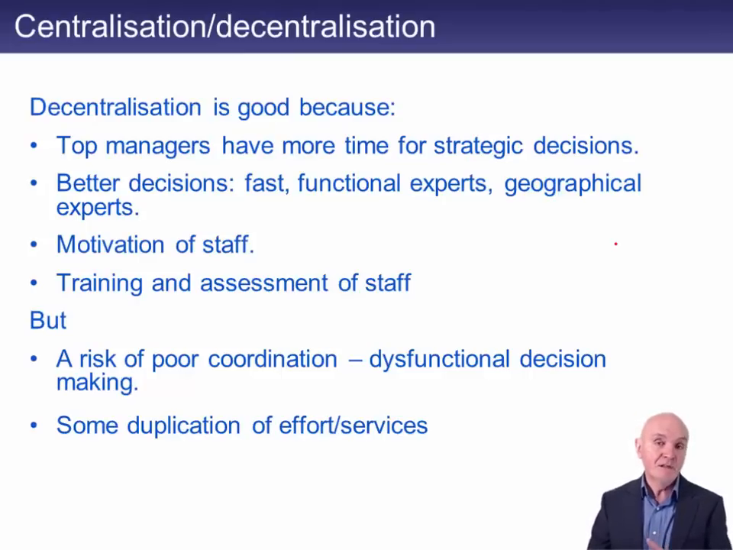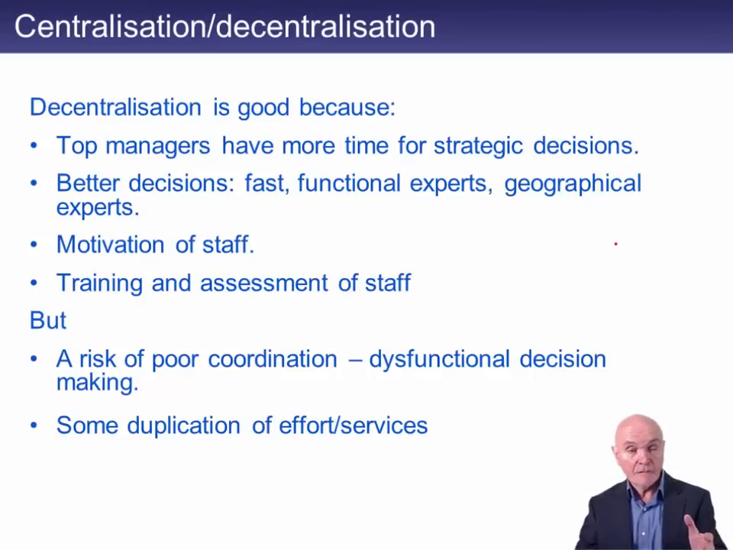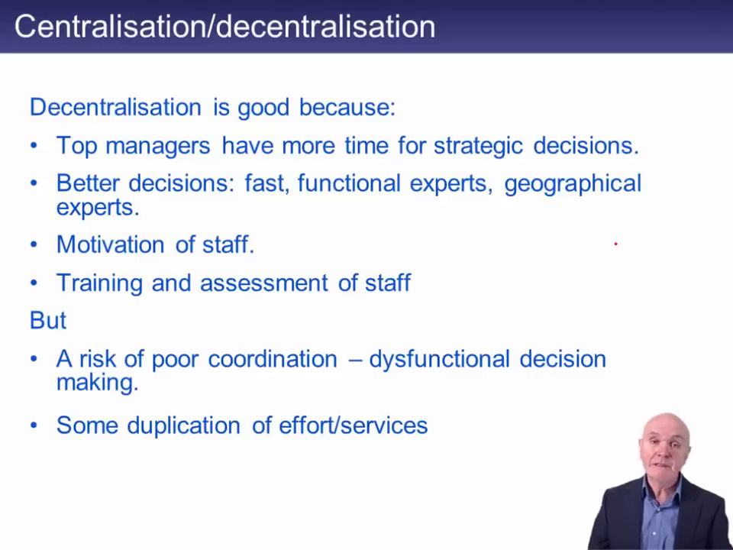Secondly, it's liable to make better decisions. Faster, you don't have to refer up, you can make them locally. Functional and geographical experts. There is no point in me, if I was a CEO, being asked to make a decision about marketing a product in Italy. I come from an accounting background, I know little about marketing, other than what's in P3, and I know nothing about how to advertise in Italy. So the best person to make decisions about how to market and advertise in Italy is a marketing expert, perhaps based in Italy.